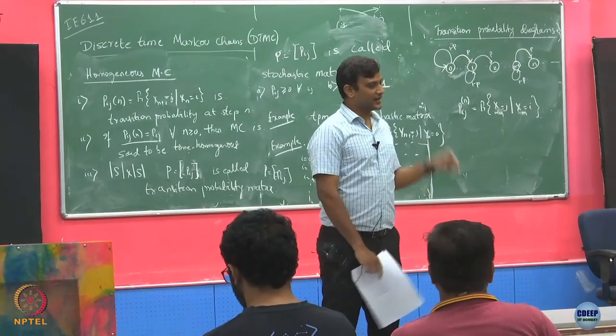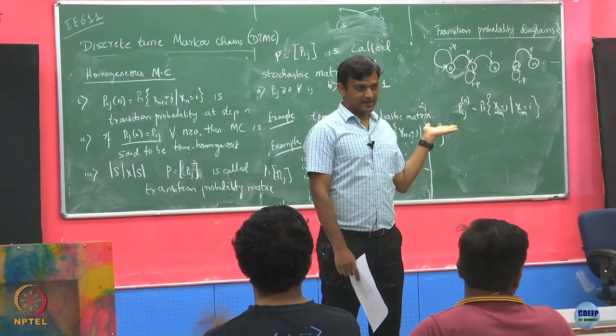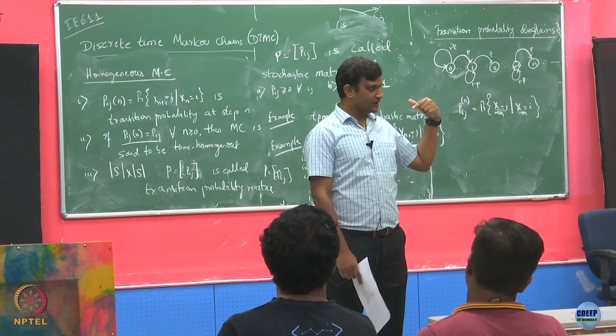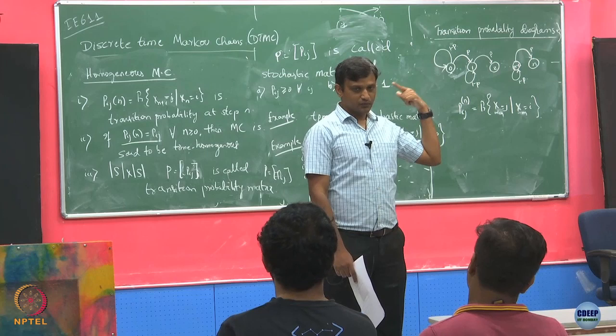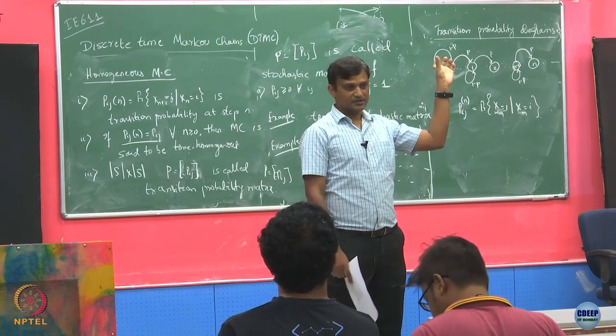So you can verify that under the homogeneous Markov property, you can indeed write it like this for any m. It does not matter from which state you are jumping to which state. What matters is the length of steps you are looking at.